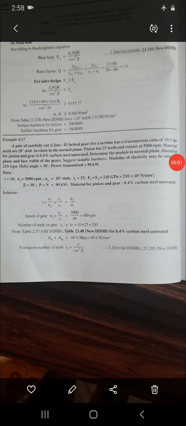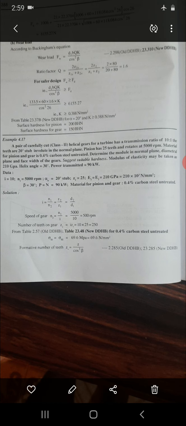So next we'll move on to helical gears. Example 4.17: a pair of carefully cut class 3 helical gears for a turbine has a transmission ratio of 10:1. The teeth are 20 degree stub involute. The pinion has 25 teeth, rotates at 500 rpm, and the pinion material and gear are 0.4% carbon steel.